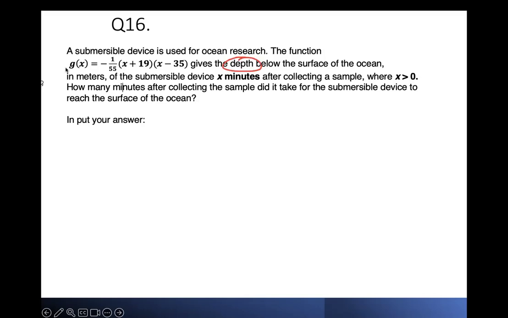This is the depth. That means this G of S is the distance from the surface of the ocean in meters of the submersible device X minutes after collecting a sample, probably deep in the sea, where X is greater than 0. How many minutes after collecting the sample would it take for the submersible device to reach the surface of the ocean? See if you can answer it. Think about the concept. Think about the things they've said and try to answer the question on your own before you let me give you the answer.